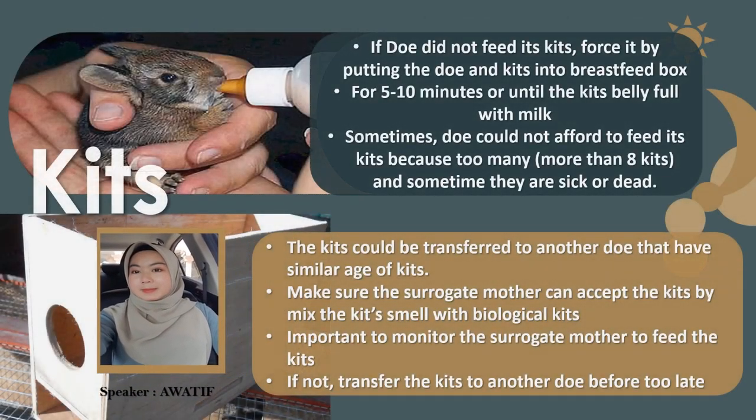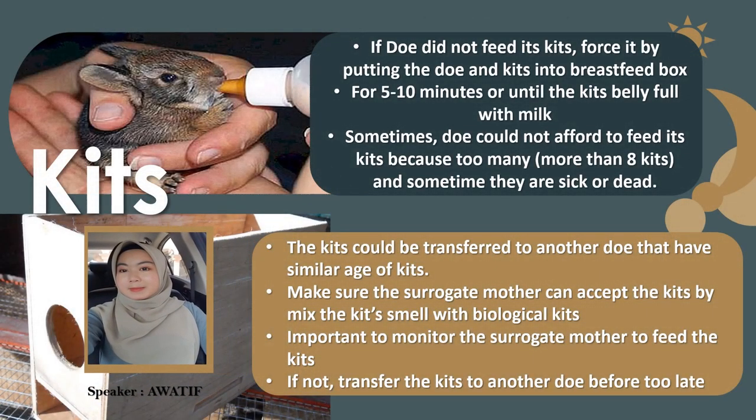At kids level, if the doe does not feed its kids, force it by putting the doe and kids into a breastfeeding box for 5 until 10 minutes or until the kids' bellies are full with milk. Sometimes, a doe cannot afford to feed its kids because there are too many kids, more than 8 kids, and sometimes they are sick or dead.